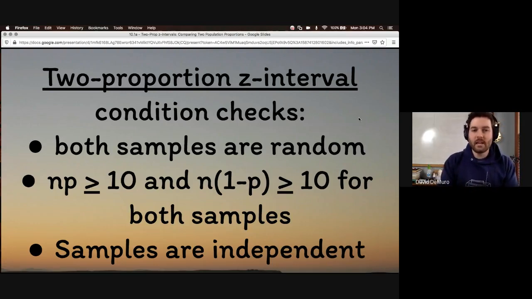We also need n times p and n times 1 minus p to both be at least 10 for each individual sample. So we need at least 10 successes and fails from the first sample and at least 10 successes and fails from the second sample. And we also need, in the third condition, both of those samples to be independent. And that means that, for one thing, they don't influence each other. And another thing is, if we're sampling without replacement, we need the population size to be at least 10 times the sample for each different sample. So we're going to be checking these conditions for each individual sample.